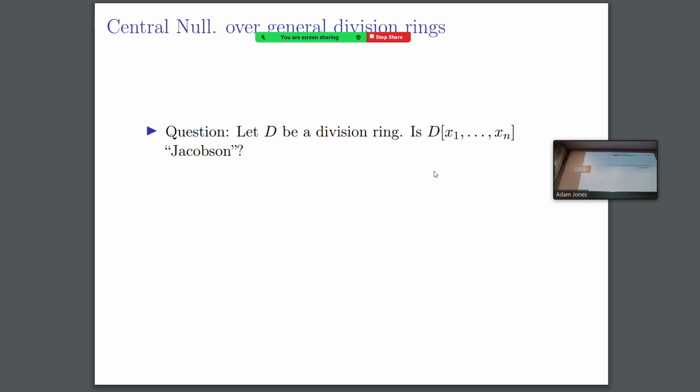Okay, but this already leads me to some follow-up questions. First of all, take an arbitrary division ring. So if anybody is looking for some paper to write, you can answer this question. Is the ring of polynomials over it a Jacobson ring in the sense defined before? So is every completely prime left ideal an intersection of maximal left ideals? We do not know.